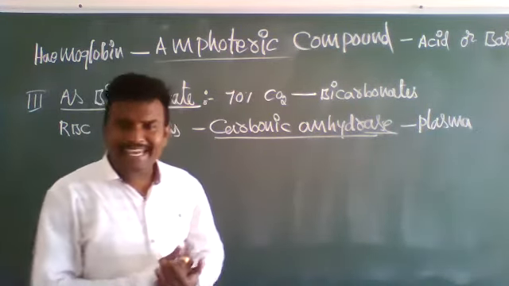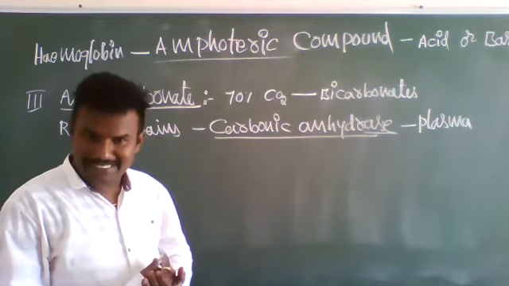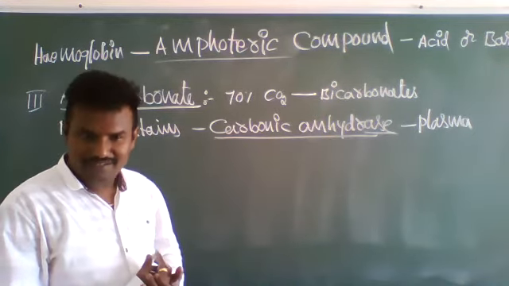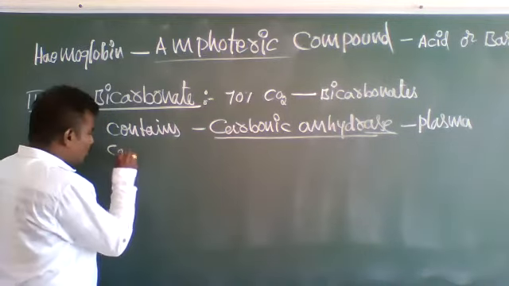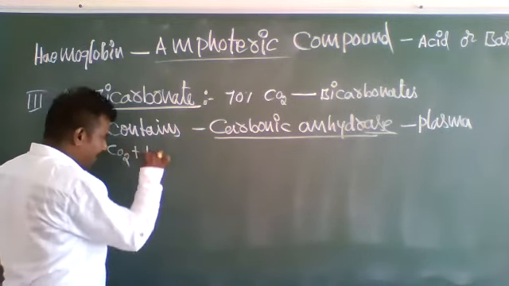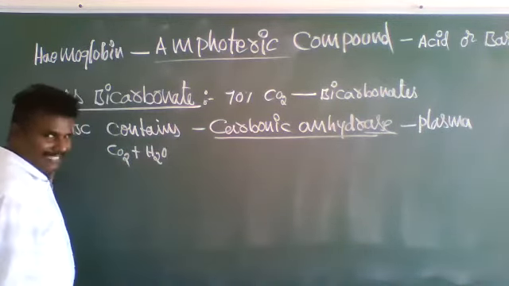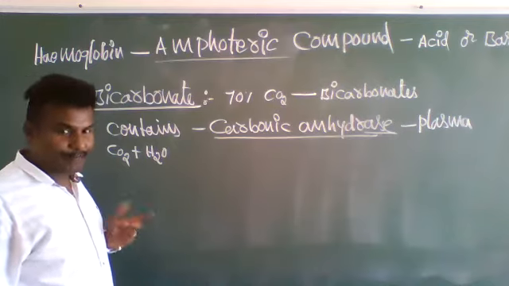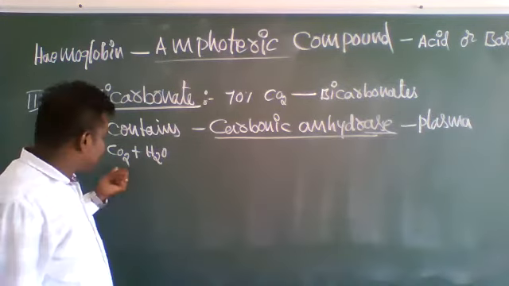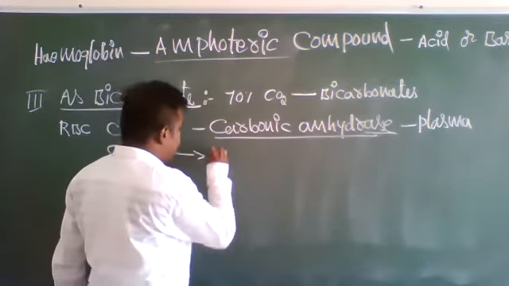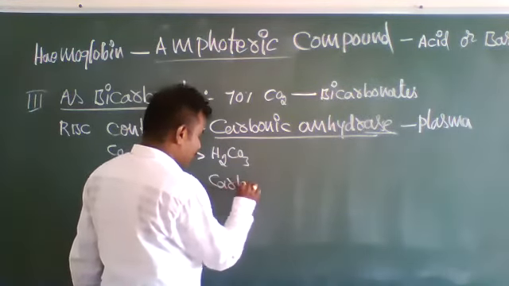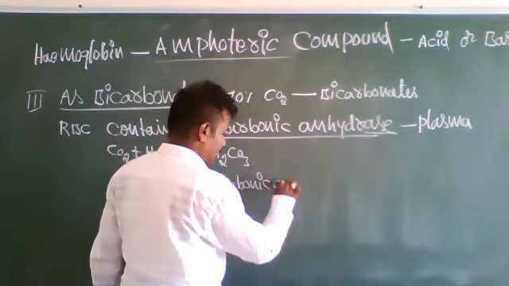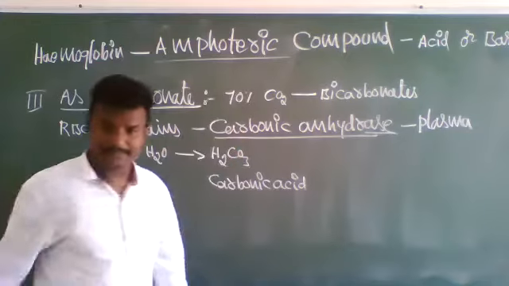So this carbonic anhydrase performs the reaction in both directions. That is, CO2 plus H2O in the blood. The chief component of plasma is water. So carbon dioxide combines with this and forms carbonic acid.